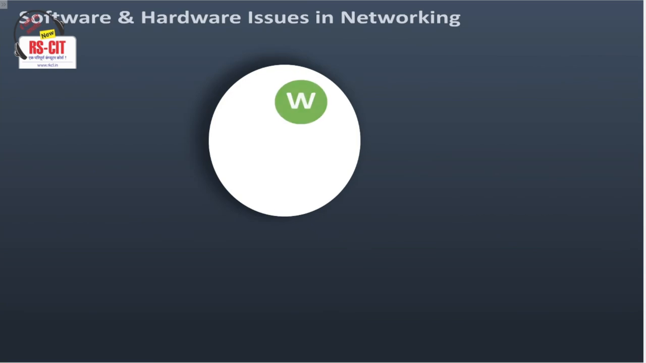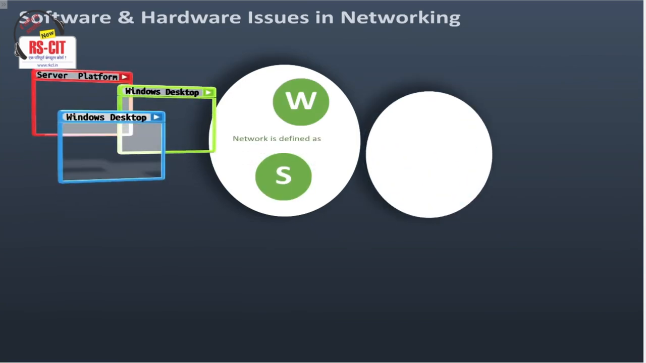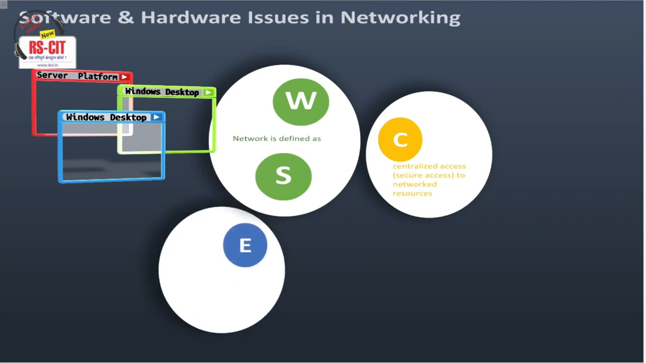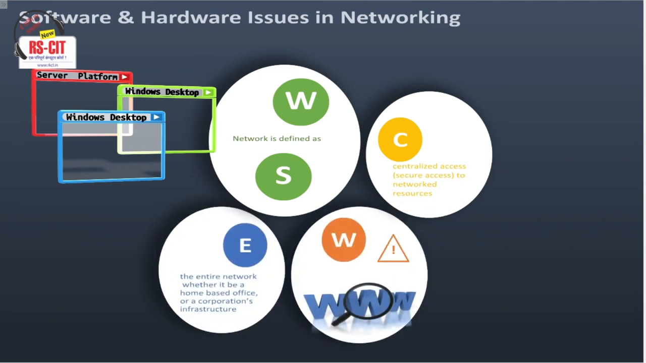Software and hardware issues in networking. A network is defined as a group of two or more systems, such as Windows desktop and server platforms, that connect together for the purpose of sharing resources. Networks are used to give centralized access, that is, secure access, to networked resources, and generally the entire network, whether it be a home-based office or a corporation's infrastructure, all connects up to the biggest shared resource in use today, the World Wide Web.